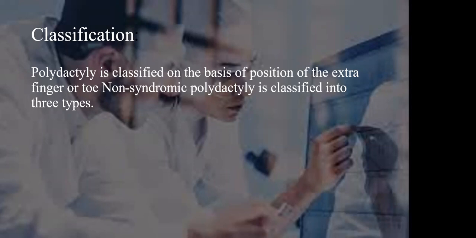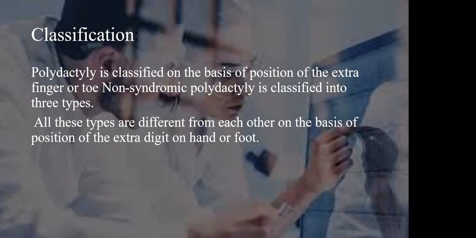If we discuss syndromic polydactyly, there will be a huge amount of study behind the scene. All these types differ from one another on the basis of the extra digit, extra finger, whether it is on the hand or on the foot. So the first one is post-axial polydactyly. The second one is pre-axial polydactyly. And the third one is central polydactyly.